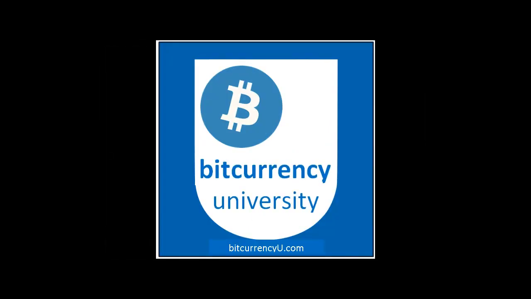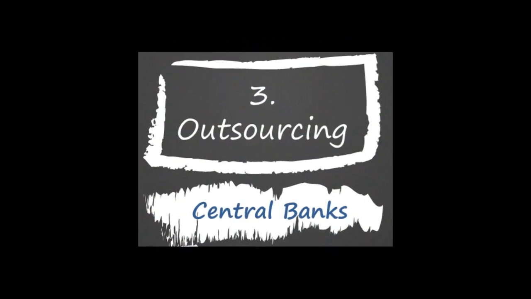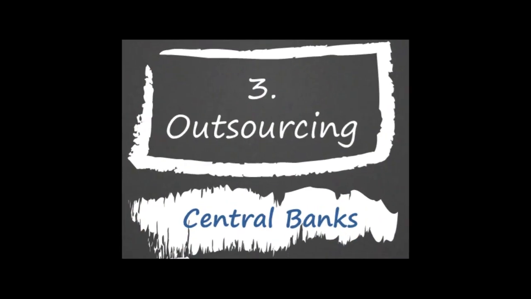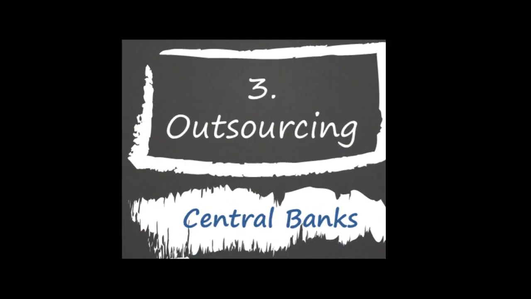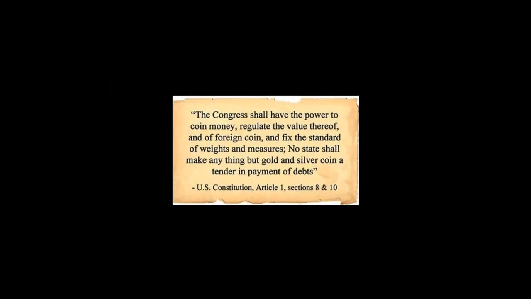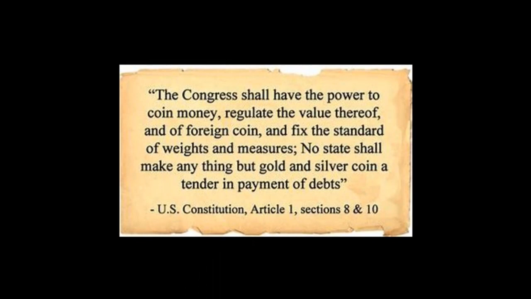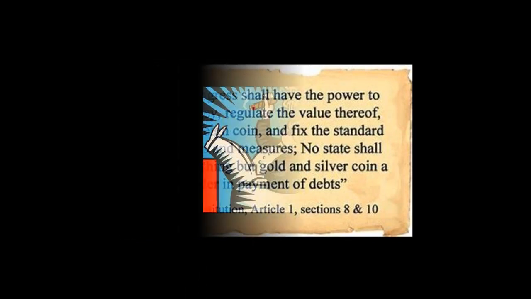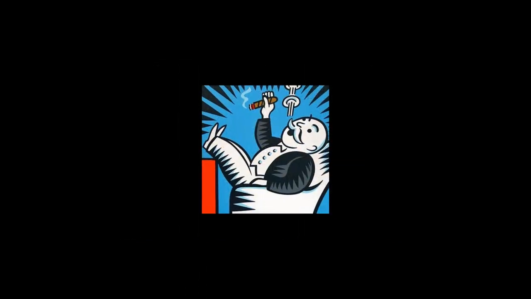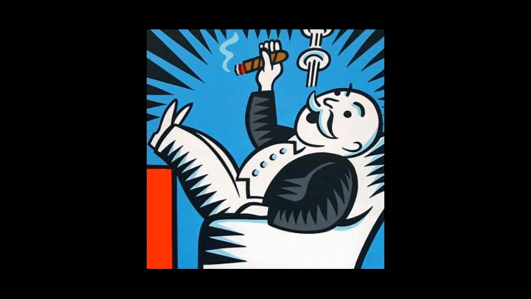Point 3, central banks delegating money printing to outsiders. In the United States and many other Western countries, the government can legally print currency backed by gold and silver as deemed necessary by Congress. There are these outside institutions, known as central banks, owned by private international bankers, that try to entice governments, though, to delegate and subcontract this important function to them.